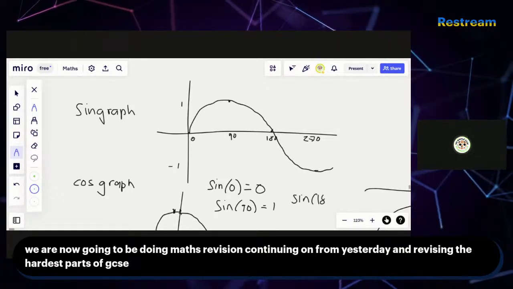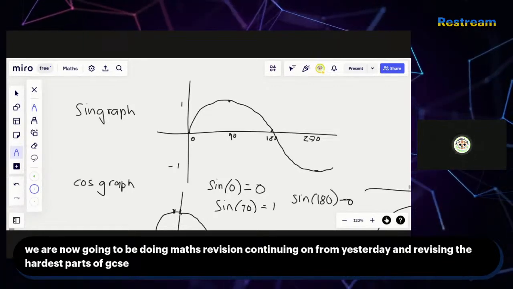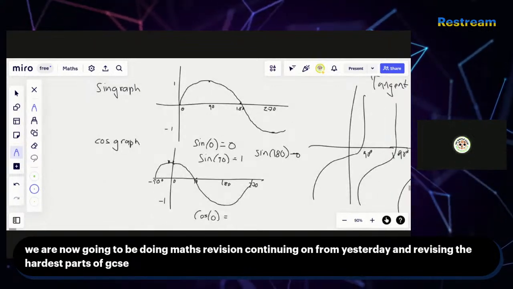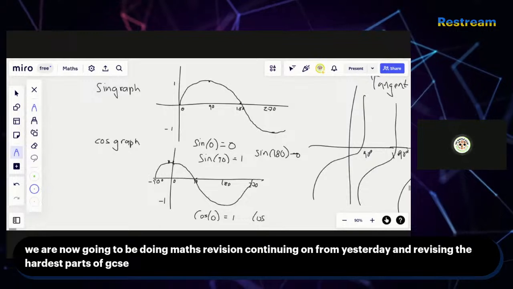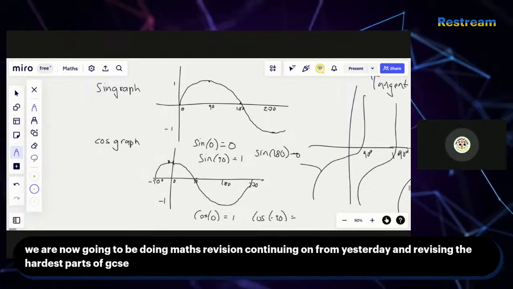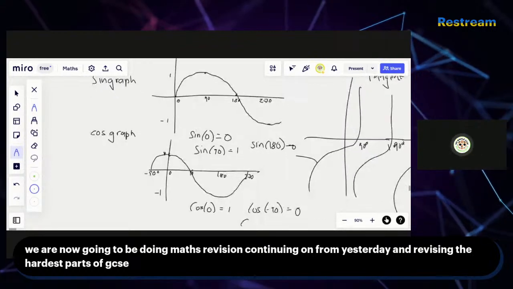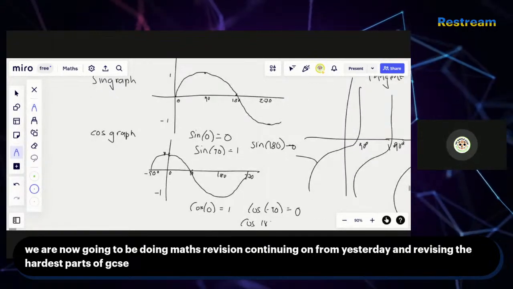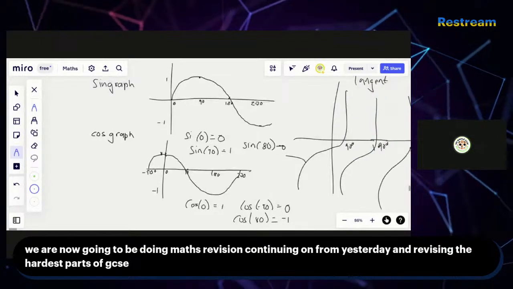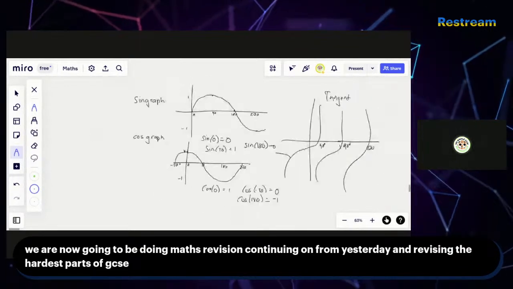Sine 180 is 0, etc. And then from this graph, you know that cos 0 is 1. Cos -90 or cos 90 is both 0. And cos 180 is equal to -1. Okay, there are the graphs.